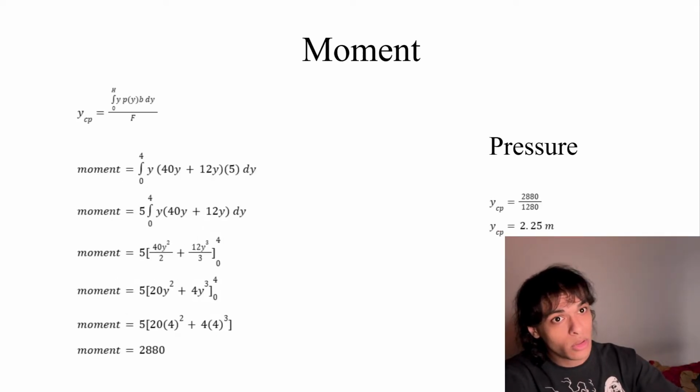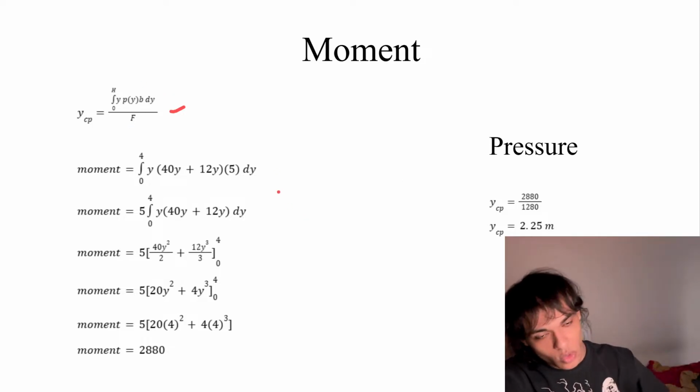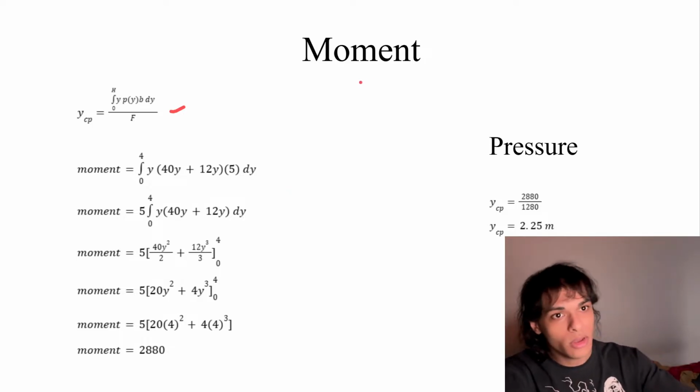And then to calculate the pressure, this is the relation we're given. So we need firstly the moment, okay? The moment divided by the force. So we already found the force, now we need to find the moment. And in order for us to find the moment, we just substitute everything back in again.